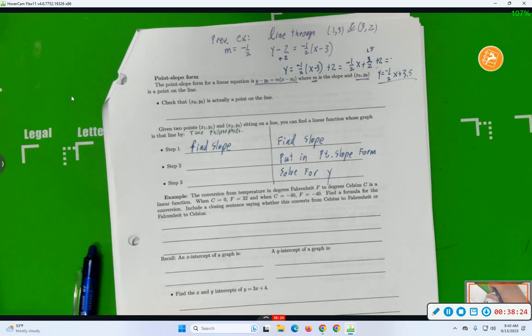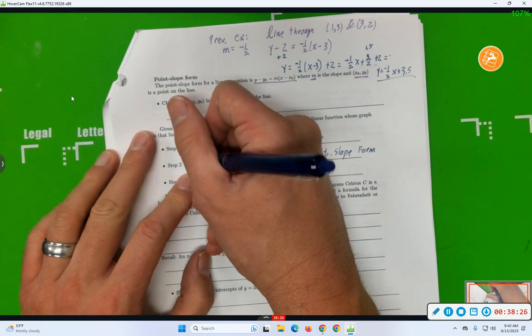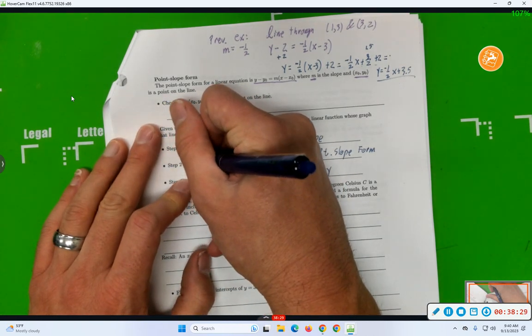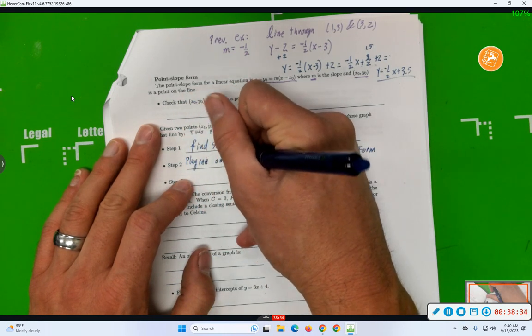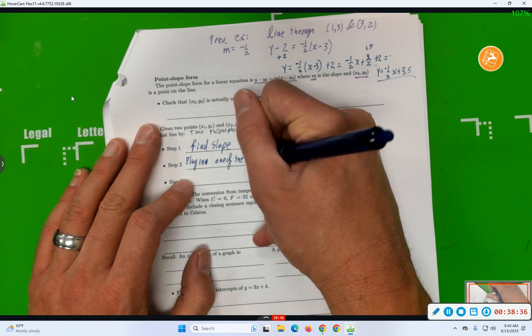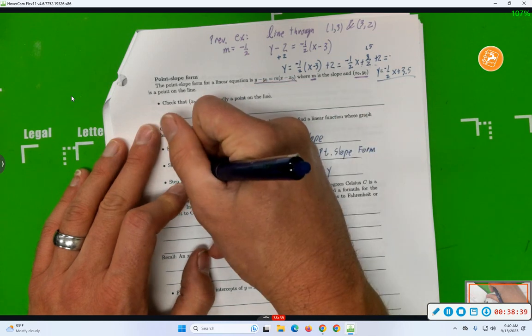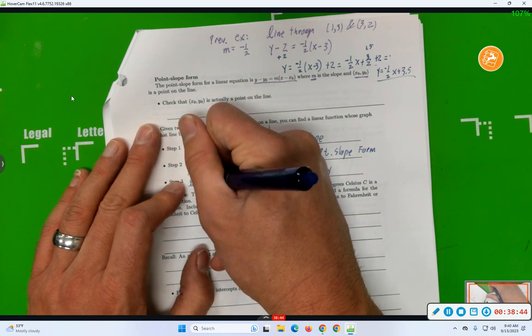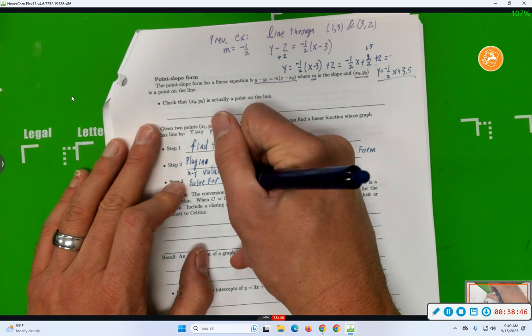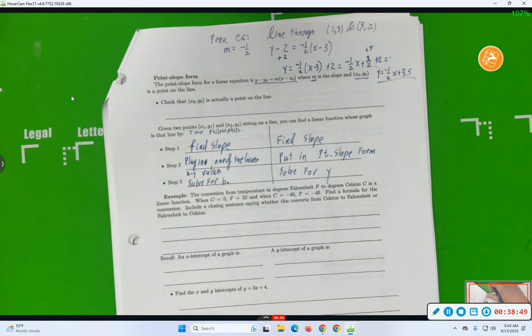The other philosophy is plug in one of the given x, y values, and then solve for b. So, there's nothing fancy there. If you want to find an equation for a line, you can. Here are 2 philosophies that let you do that. And yeah, we got time to do one last one.